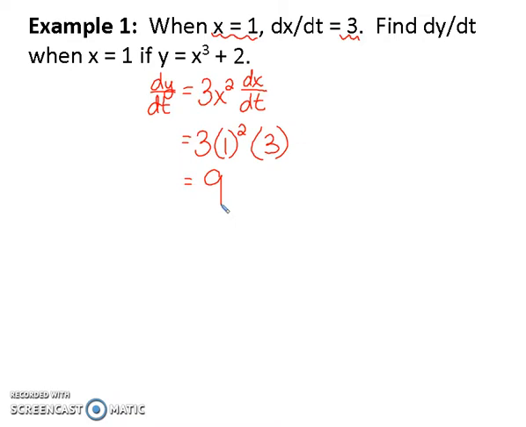But all three of those things are related. If I change the x variable or if I change the rate of change of the x variable, that's going to affect dy/dt as well because they are all related.